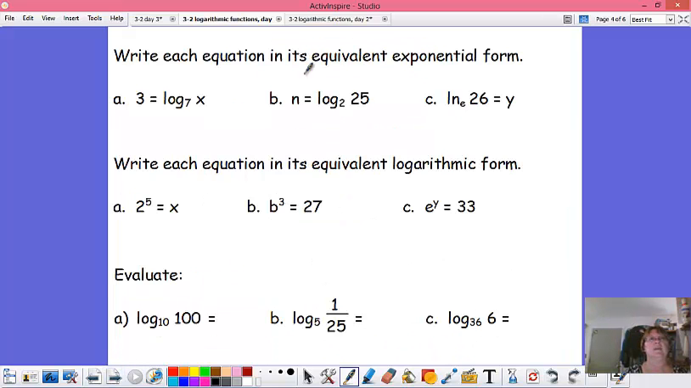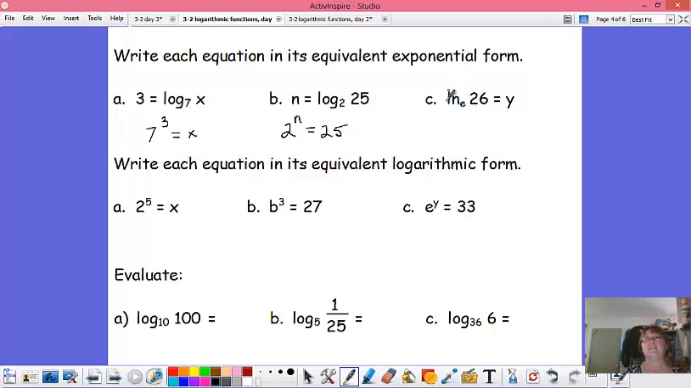Let's take a look at writing some of these equations in their equivalent exponential form. The problem that says 3 equals log base 7 of x, the way that you would write that, remember y is the exponent, 7 raised to the third power would get you x. Again, that's just applying that whole definition of the logarithmic function. Try it here. This one would say, well, the base of the exponential expression is 2, the exponent is n, 2 to the n equals 25.